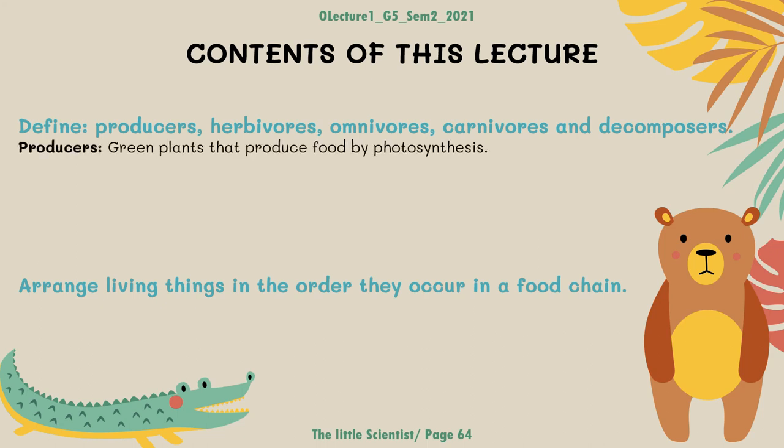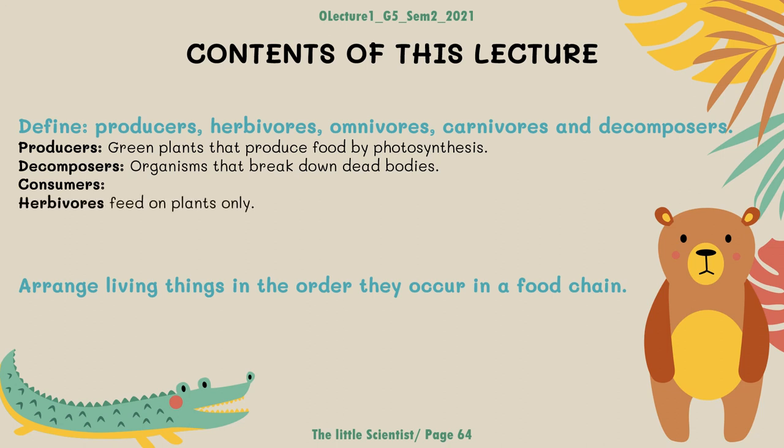What's a producer? Producers are autotrophs. These are the green plants that produce their own food by photosynthesis. Decomposers break down dead bodies for food, for energy. Consumers are classified into three different categories. Herbivores feed on plants only, and don't forget, herbivorous animals are classified into five classes: herbivores, granivores, sapsuckers, frugivores, and nectarivores.